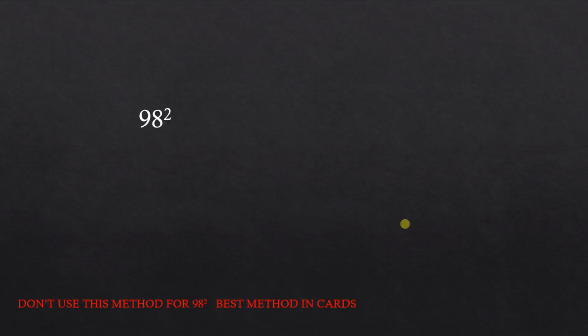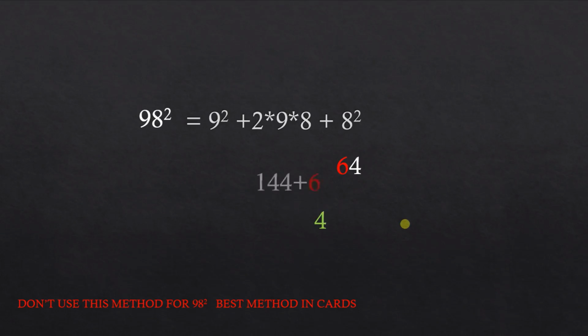Moving to next, 98 square. 8 square is 64. Writing 4 and carry forward 6. 2 into 9 into 8, that is 144. 144 plus 6, 150. 150 writing 0 and 15 carry forward. 9 square is 81. 81 plus 15, that is 96. Clear? For finding the square of 98, we have a very easy method.